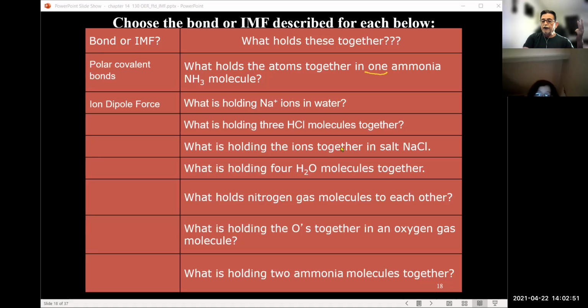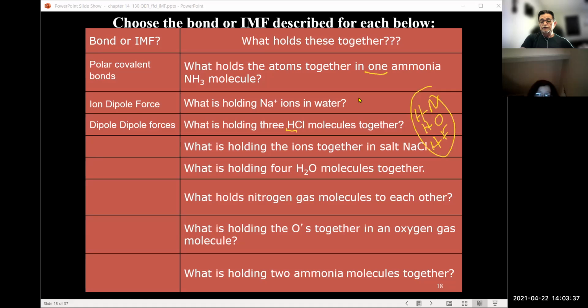Here, what is holding 3 HCl molecules together? Keyword 3. So we're dealing with interactions of molecules with each other, okay? And that would be dipole forces. Now, you might say, well, wait a minute, you have hydrogen. We know it's a dipole. Why not hydrogen bridging? Well, remember, hydrogen bridging only pertains to hydrogen to nitrogen, hydrogen to oxygen, hydrogen to fluorine. Okay, so here we're dealing with hydrogen to chlorine. So that would not be hydrogen bridging.